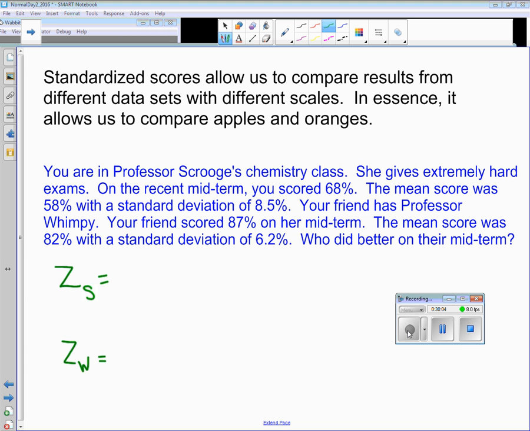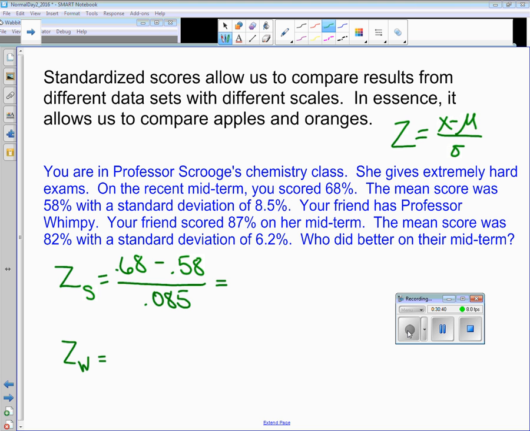Remind me of the formula real quick, just to remember, because it's not on your formula sheet. Of course. It's x minus mu over sigma, that's the mean over the standard deviation. So for Scrooge, what's the x? 68.68. That's fine, because it's the percent, right? Minus the mean for my class, which I think is just 0.58, and then the standard deviation was 0.085. So what's the Z-score?